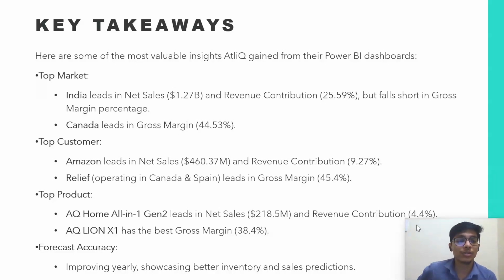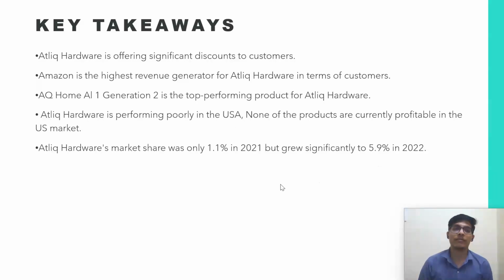Also, this dashboard shows that the forecast accuracy for AtliQ Hardware is improving yearly, showcasing better inventory and sales prediction. AtliQ Hardware is offering significant discounts to their customers. This discount, combined with high operational expenses, is leading to their losses, suggesting that reducing discounts or optimizing operational costs might help improve their profitability.